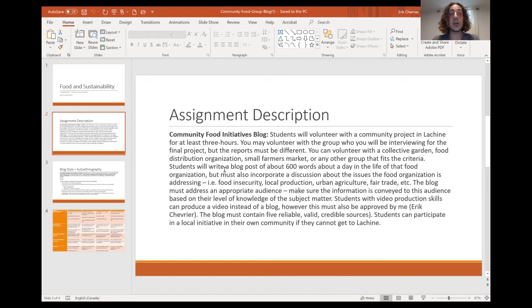Students will write a blog post of about 600 words, basically describing a day in the life of that food organization, but also incorporating a larger discussion about the food organization and what it's addressing: food security, local production, urban agriculture, fair trade, or a number of topics that we've already discussed in this course. The blog must address the appropriate audience and make sure the information is conveyed based on the level of the subject matter.